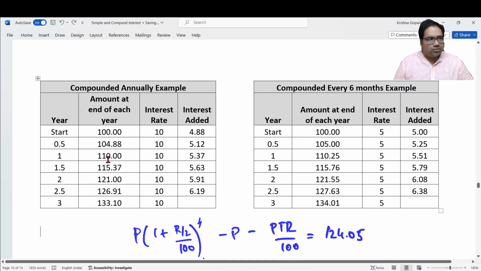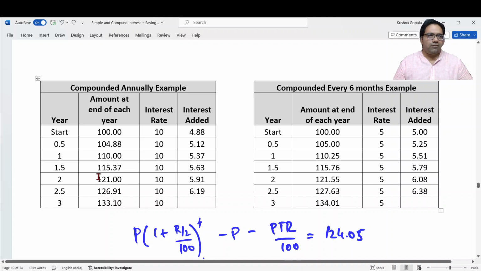Now, in this 110 rupees, at the end of the second year, what will get added? 10% of this 110. That becomes 11 rupees. 110 plus 11 is 121. This 11 rupees gets added, and it will become 121 at the end of the second year.